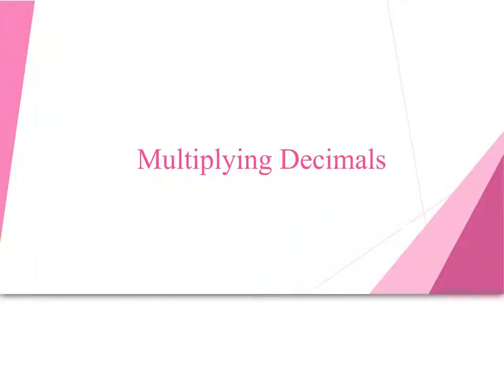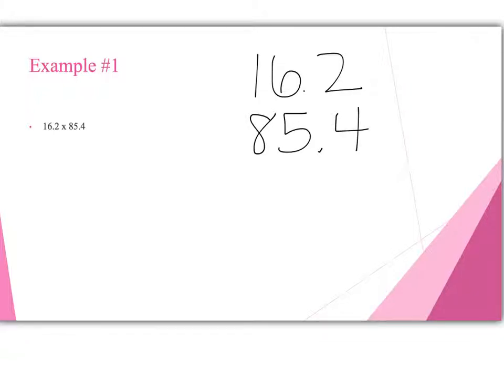We're going to be talking about multiplying decimals in this tutorial. So our first example is 16.2 times 85 and 4/10. Everyone's initial reaction is going to be to go ahead and line up the decimal. Now in this case, because there are the same amount of digits, the decimals will be lined up. But the thing about multiplying decimals is that you actually don't need to line up the decimal place.